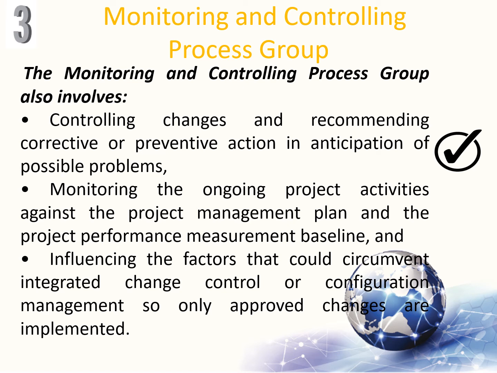The monitoring and controlling process group involves the following. Controlling changes and recommending corrective or preventive action in anticipation of possible problems. Monitoring the ongoing project activities against the project management plan and the project performance measurement baseline, and influencing the factors that could circumvent integrated change control and configuration management so only approved changes are implemented. We need to take note: this continuous monitoring provides the project team insight into the health of the project and identifies any areas requiring additional attention. The monitoring and controlling process group not only monitors and controls the work being done within a process group, but also monitors and controls the entire project effort.